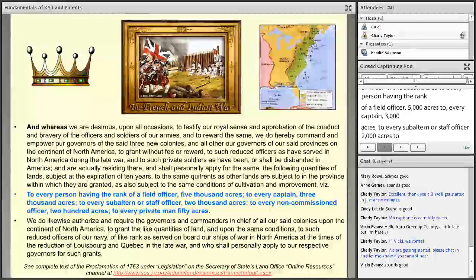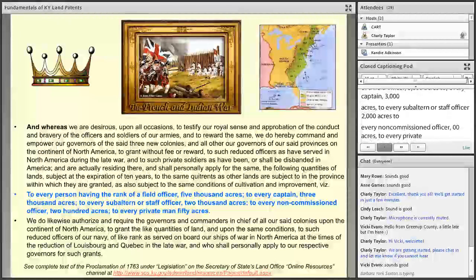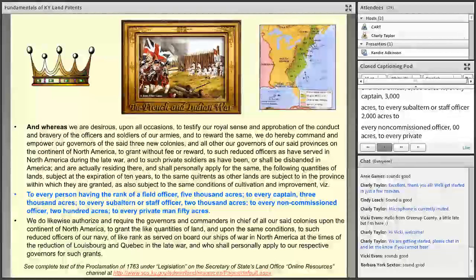See what he's doing? He's using land as a way to remind the people he was in charge of land appropriation and to pay his soldiers. I will say this before we go any further.